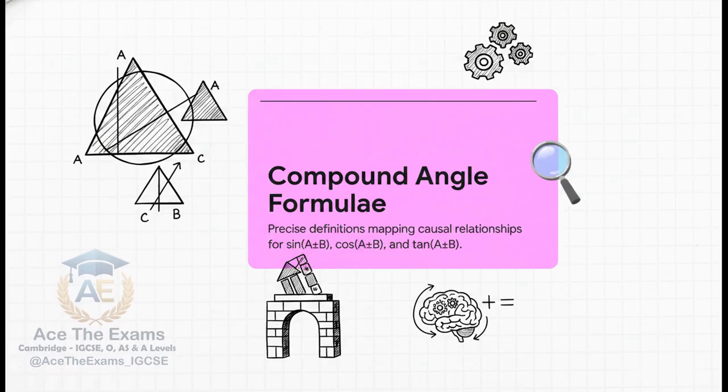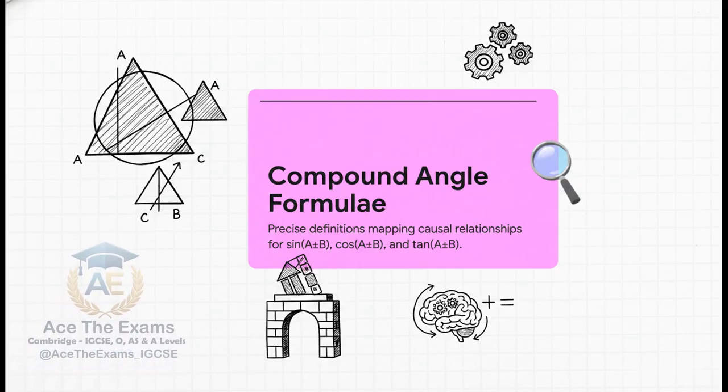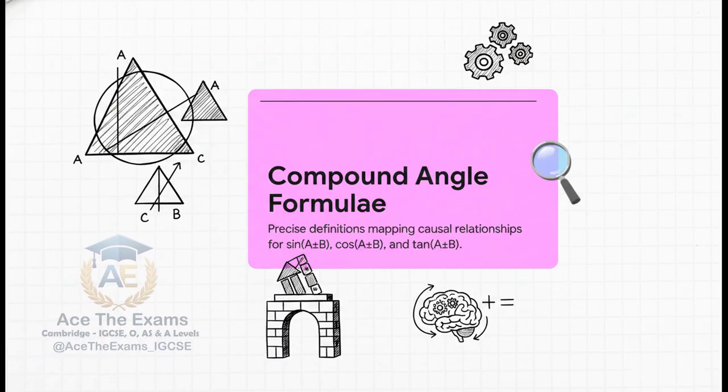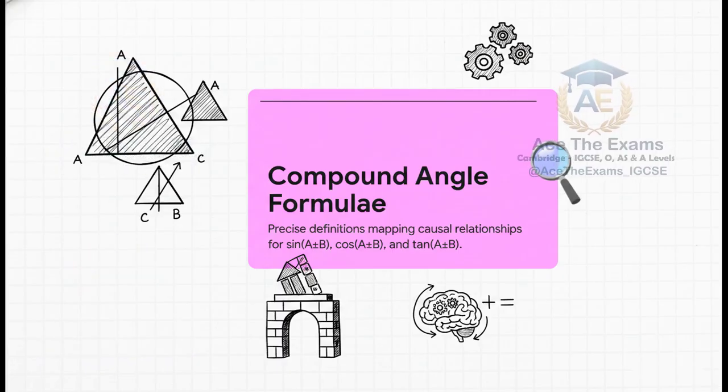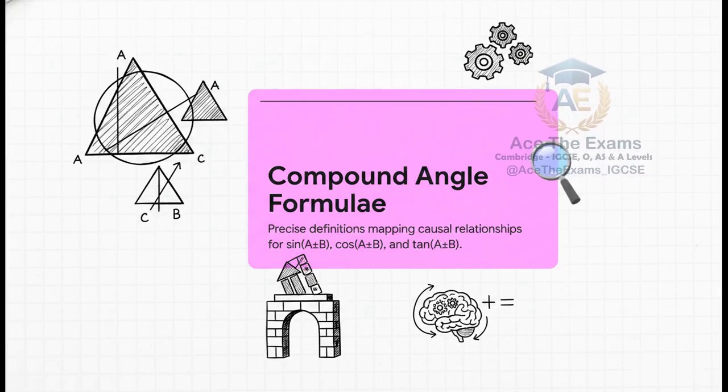When you expand the sine of A plus B, you are mapping a very specific geometric and algebraic relationship across a coordinate plane. If you don't respect that precise definition from the very beginning of your working, the entire house of cards collapses under examiner stress testing.